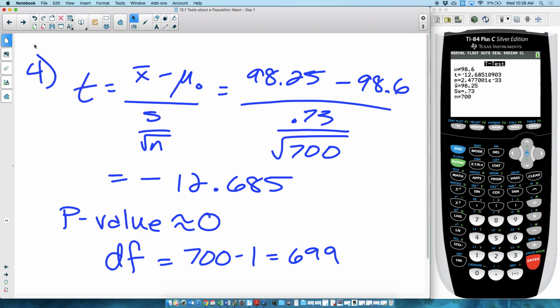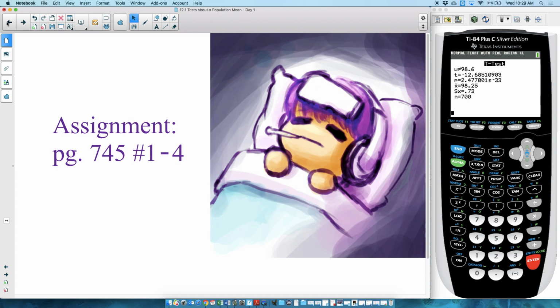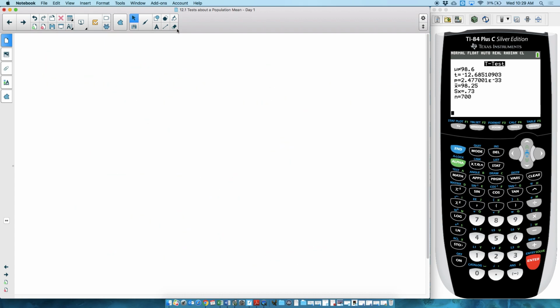Okay. Then one more step. We have to write our conclusion in context. Did I give myself another page for that? No. Add a page. Okay, so my conclusion in context is what? Because the p-value, good.